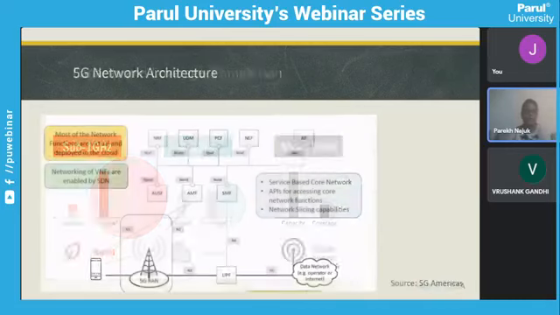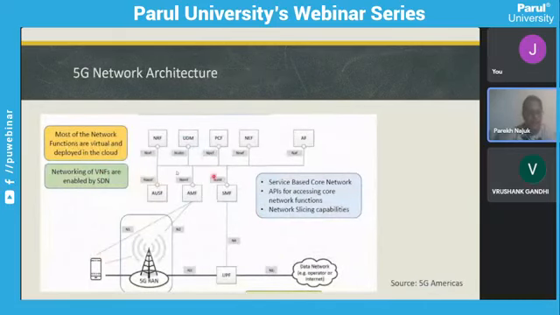Okay. So this is the network architecture of 5G. It is very different from 1G, 2G, where we have the base station, then the BSC, and then the MSC, right? But over here we have mostly virtual networks, which are enabled by software-defined networks.